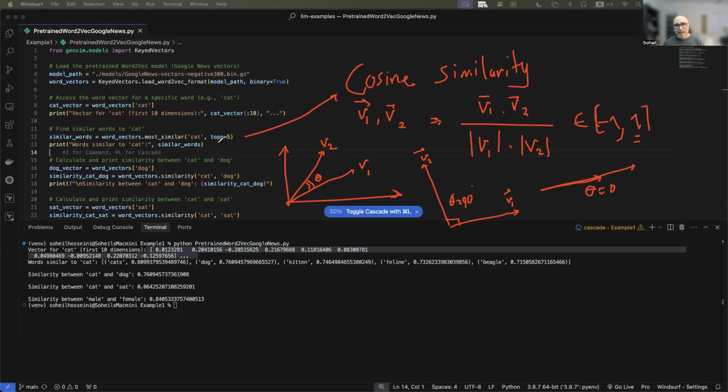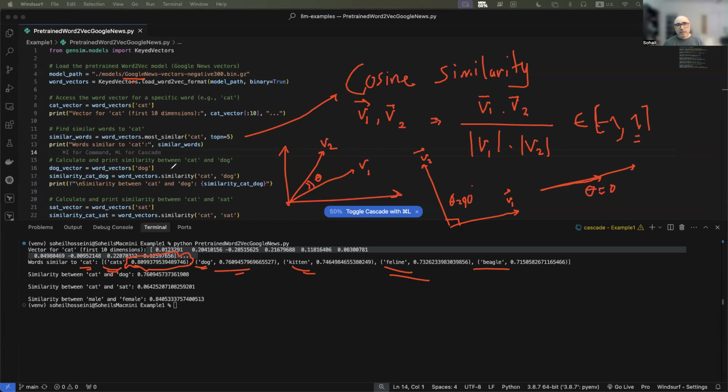Here it is actually showing, based on this Google News, all the context that they have, the pre-trained Google News model, the top 5 most similar words to cat. In this case, it's going to print out the words similar to cat. We'll see cats, dogs, kitten, bagels and so on. If they are very similar, the similarity goes very high, close to 1. We'll see that the highest one is close to 1.